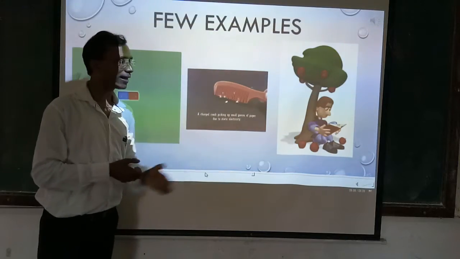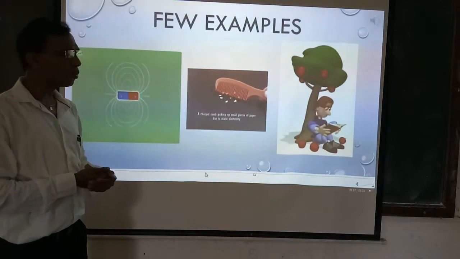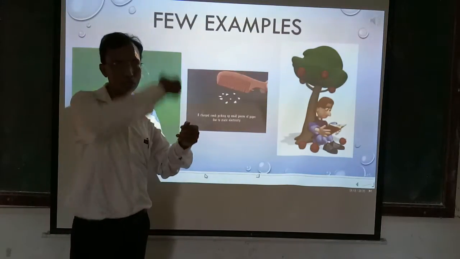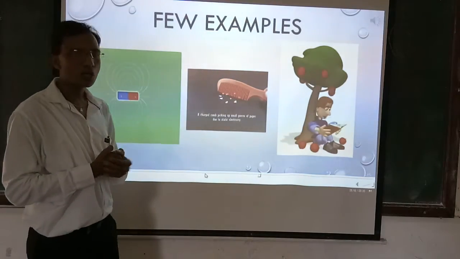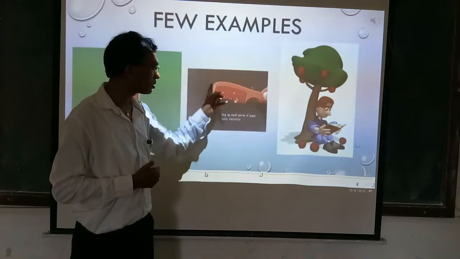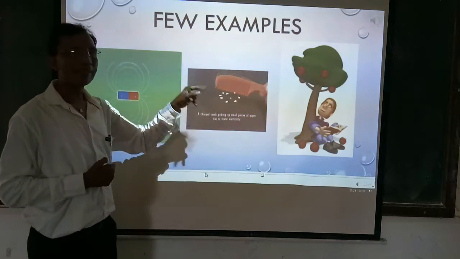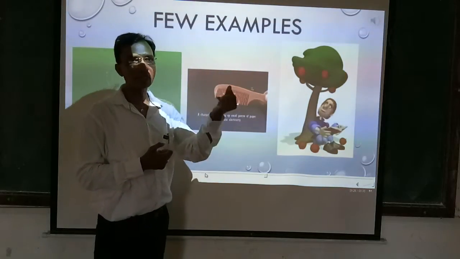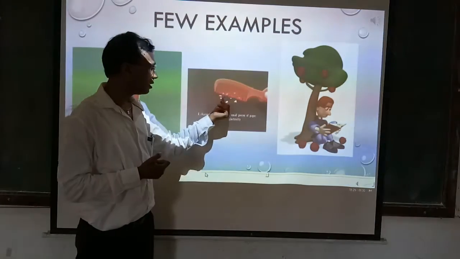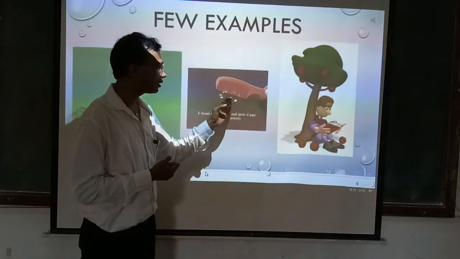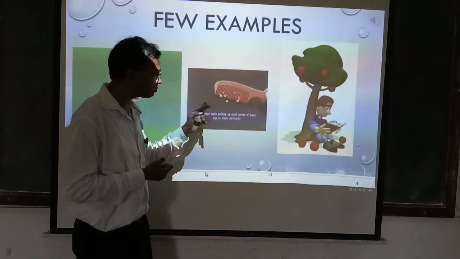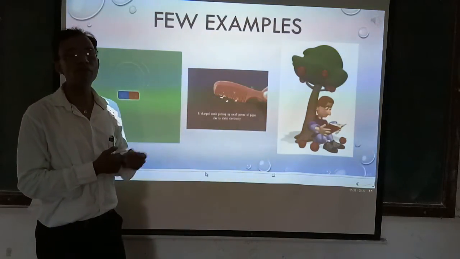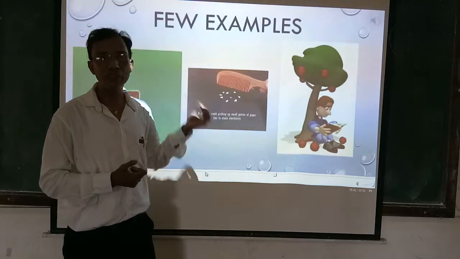Now another example here is a comb. We draw the comb continuously through the hair. Now take small pieces of paper and keep the comb close to the pieces of paper. The pieces of paper are attracted towards the comb, and it is known as the frictional force.